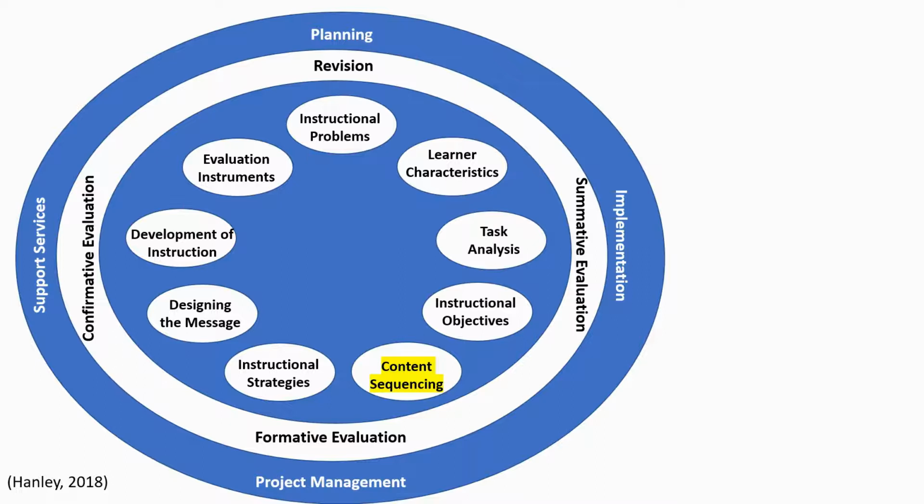Content sequencing element. Basically, this is the order of the content, and what that means is what skills are needed to accomplish the next task or goal. Many of our skills build upon each other, so this is where we decide what needs to be taught first and second and third to overall accomplish our goals.